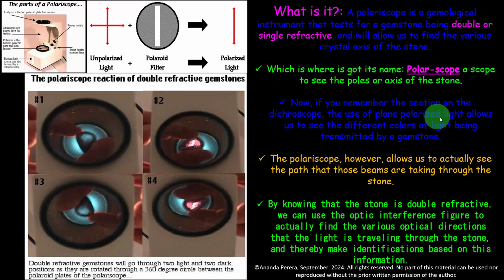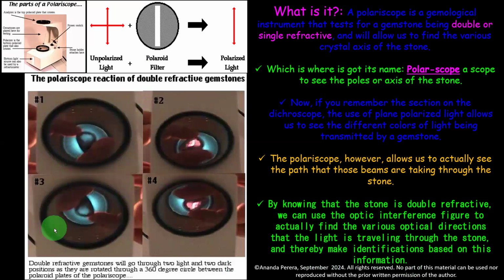Now, if you remember the section on the dichroscope, the use of plane polarized light allows us to see the different colors of light being transmitted by a gemstone. The polariscope, however, allows us to actually see the path that those beams take through the stone. By knowing that the stone is double refractive, we can use the optic interference figure to find the various optical directions that the light is traveling through the stone, and thereby make identification based on this information.